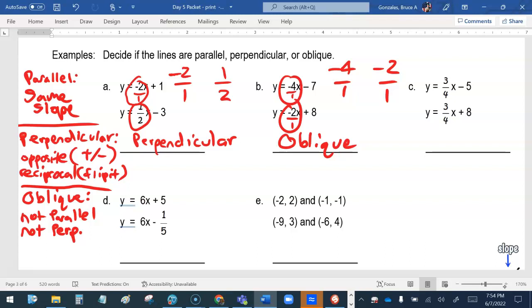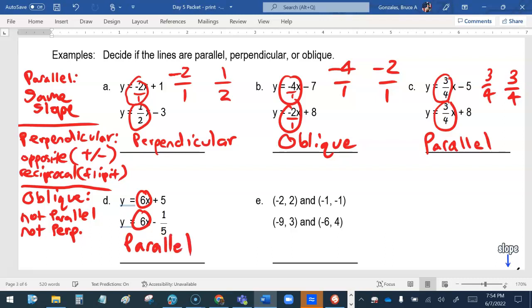Okay. Letter C. My slope is 3/4. My slope is 3/4. Are those slopes the exact same? Yeah, buddy, they are. That's parallel. Okay. Letter D. That slope, they're the same. It's parallel. Okay.